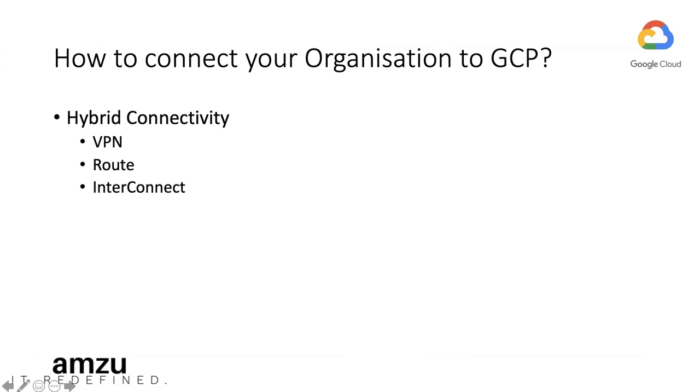Once you do that, there's connectivity. How do you connect to GCP? You can use VPN, you can use the routing service provided by GCP, or you can use Interconnect. Interconnect comes in when you want a dedicated, fault-tolerant line between your on-premise and Google Cloud.